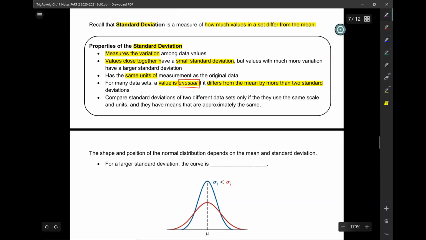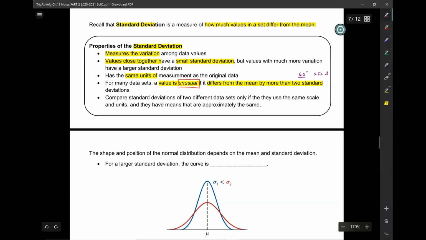So suppose there's an island and you measure everybody's height, and the mean, the average height on that island is, let's say, 60 inches. That's 5 feet. And suppose the standard deviation is 3 inches.